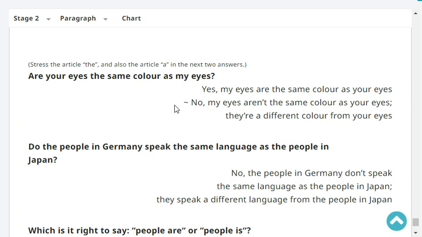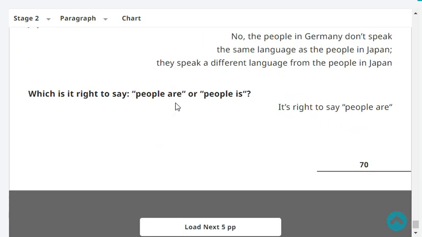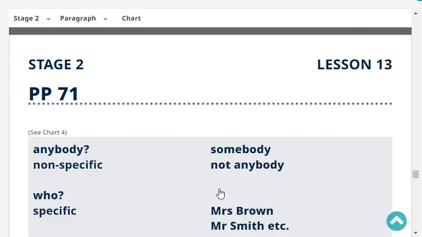Which is it right to say, people are or people is? It is right to say people are. Very good.